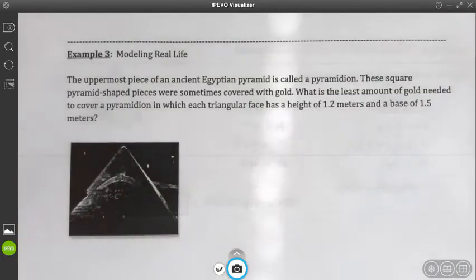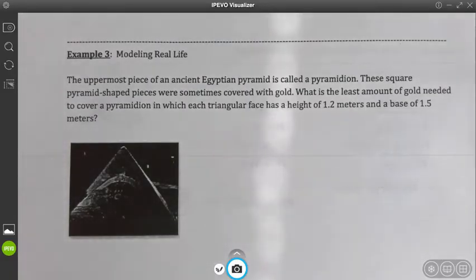Okay, last example, example 3. The uppermost piece of an ancient Egyptian pyramid is called a pyramidion. These square pyramid-shaped pieces were sometimes covered with gold. What is the least amount of gold needed to cover a pyramidion in which each triangular face has a height of 1.2 and a base of 1.5 meters?